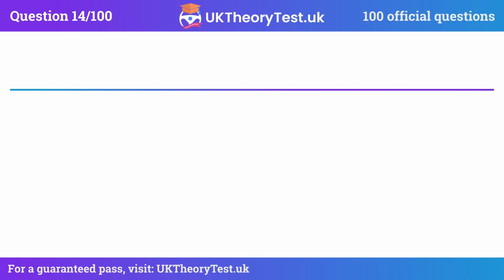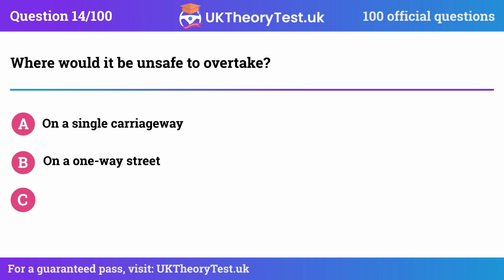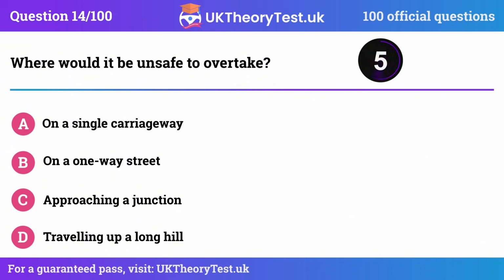Question 14. Where would it be unsafe to overtake? A. On a single carriageway. B. On a one-way street. C. Approaching a junction. D. Traveling up a long hill.